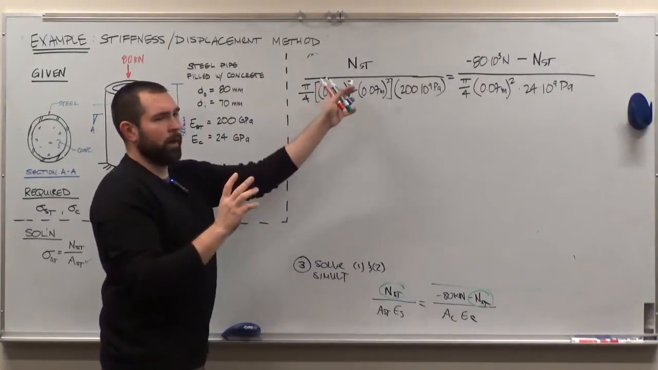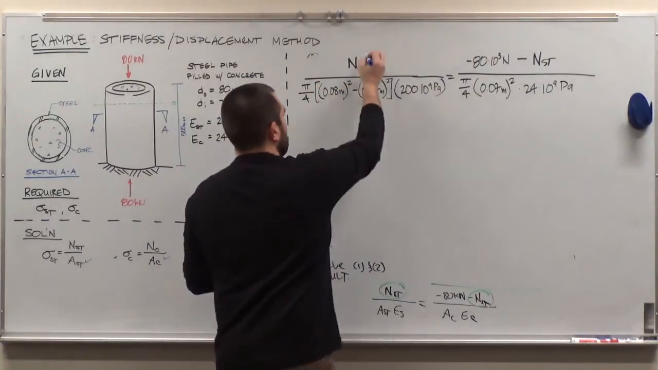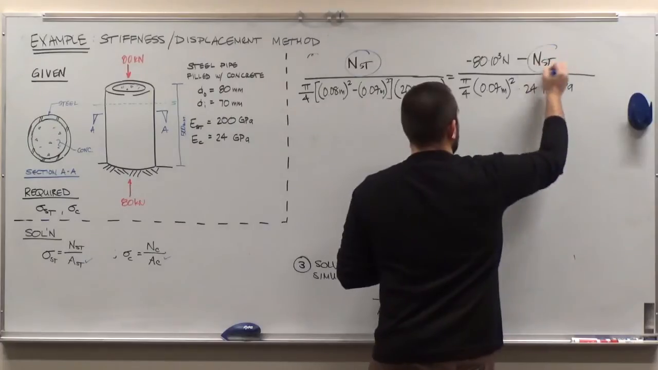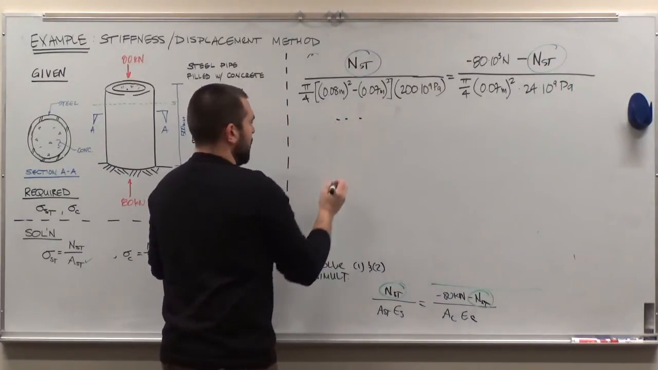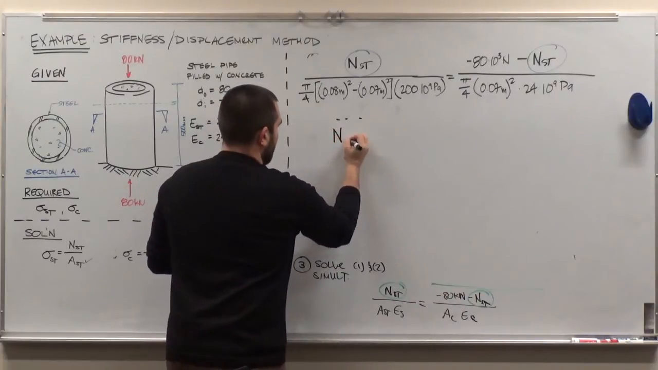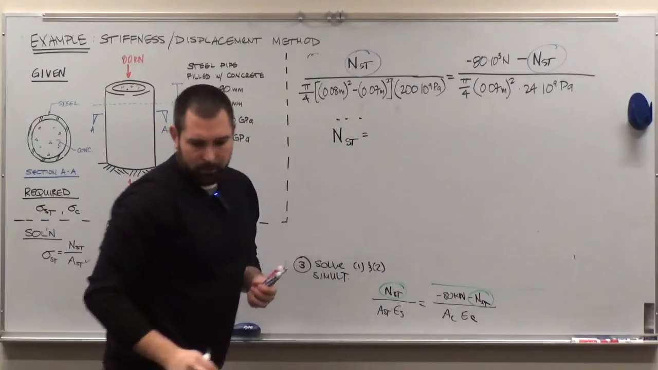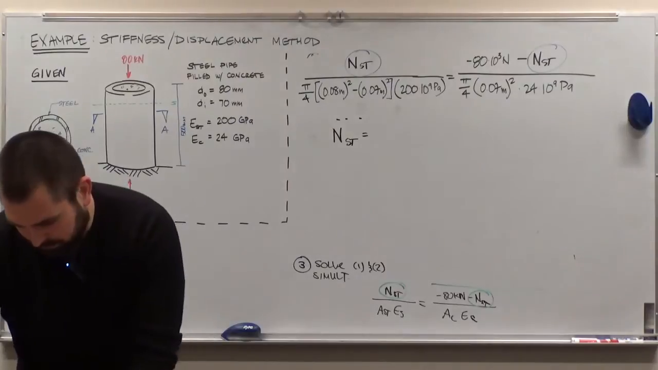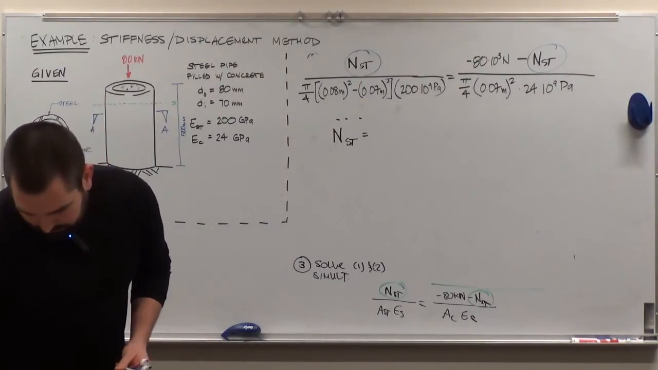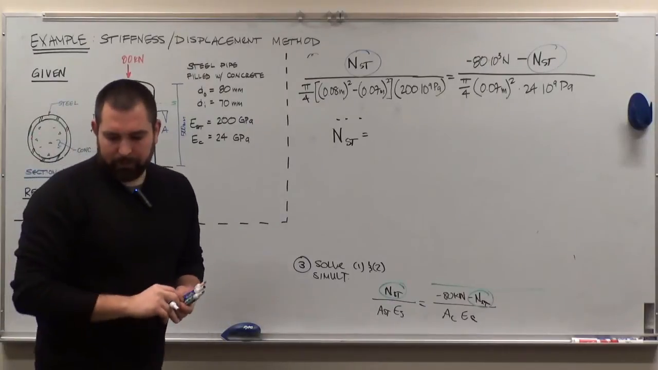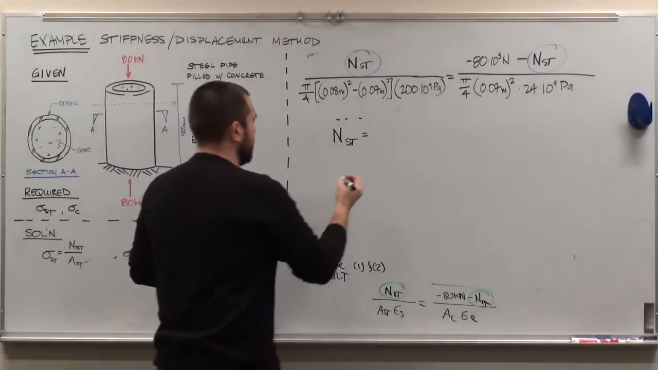Again, we only have one unknown in this equation. That's the internal normal force in the steel. I do some algebra. I'm going to gloss over that. I get that the internal normal force in the steel is equal to negative 57.47 kilonewtons.